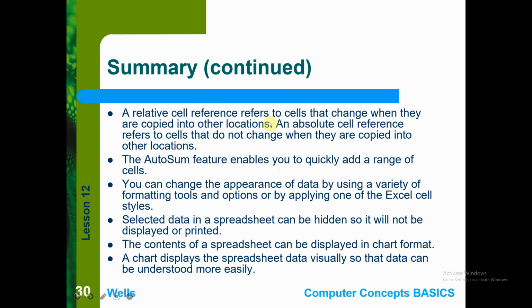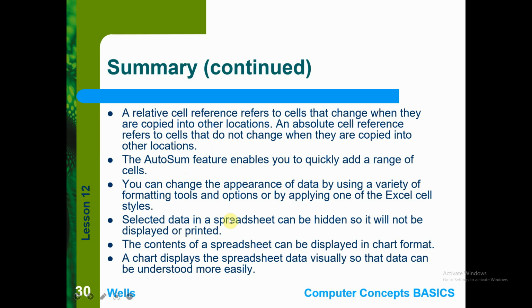A relative cell reference refers to a cell that changes when copied. An absolute one does not change. The auto-sum feature enables you to quickly add a range of cells. You can also change the appearance of data by adding a variety of formatting tools, which can be applied through the Excel cell styles.